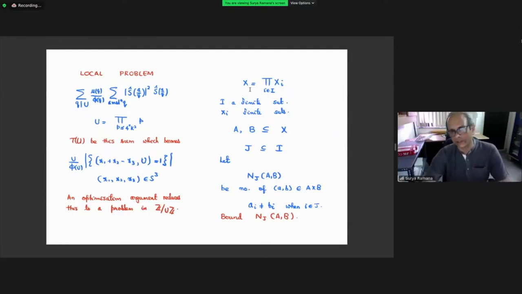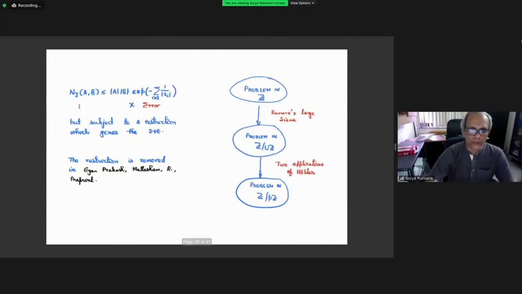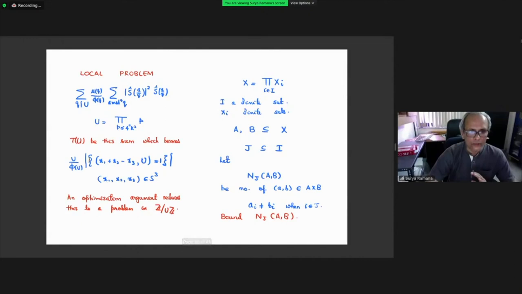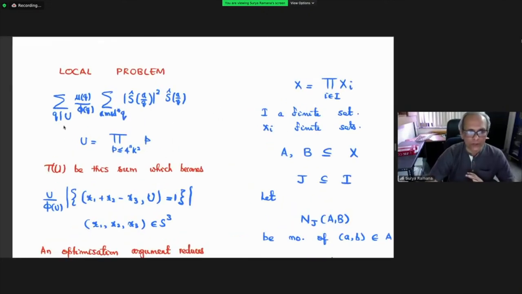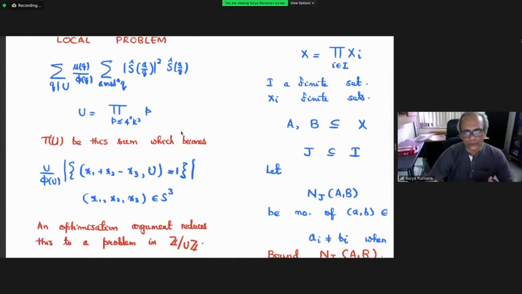So the question is like this. Suppose I have a finite product of finite sets. I take any subset of the index set and I take two subsets in this product. The question is, estimate the number of pairs, one belonging to one of the sets, the second to the other, which differ in prescribed coordinates. So how many pairs A, B are there such that the ith coordinate of A differs from the ith coordinate of B, where i belongs to a prescribed set of indices? The question is, can you bound this number? This, when bounded, allows you that bound, and if you substitute into this, you finish the problem.